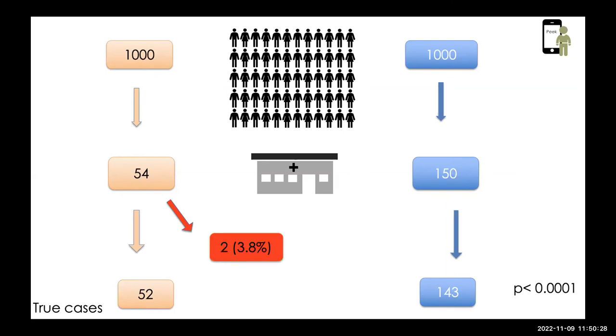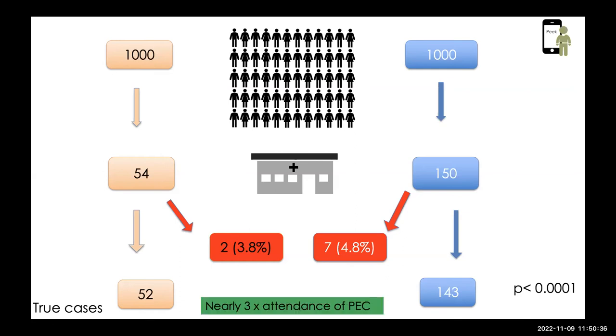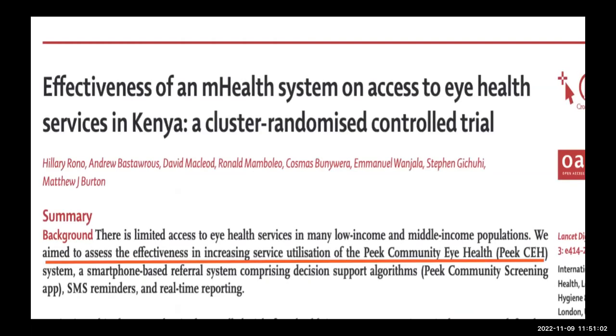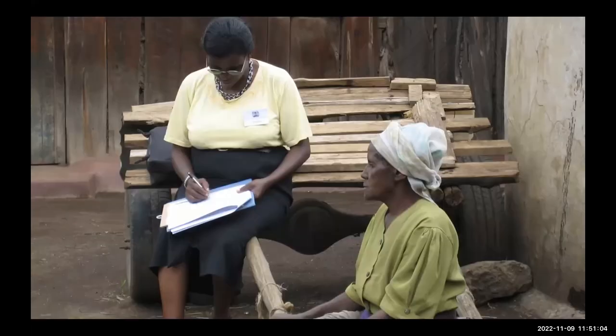Of course, there were false positives, which was about 3.8% in the standard arm and 4.8% in the PEEK arm, but there was no evidence of a difference between the two. So this gave us evidence that using an mHealth solution, this time PEEK, attendance at the primary health facility was nearly tripled compared to the usual method of paper referral. And this gave us more evidence that we could use mHealth to improve access to eye services, both in schools and in the communities. This evidence was also published in the Lancet.